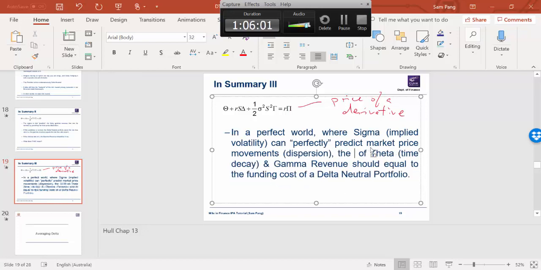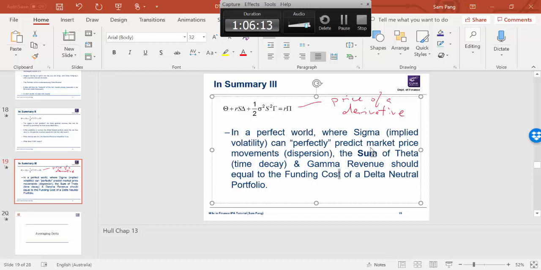Okay, the keywords here are the sum and the funding cost. Make sure you understand this, because you can carry that around for the rest of your life.